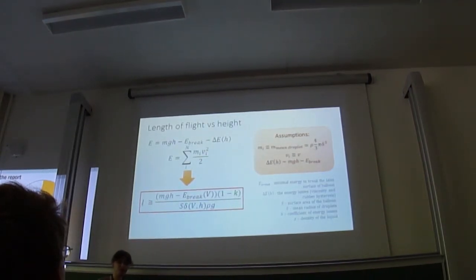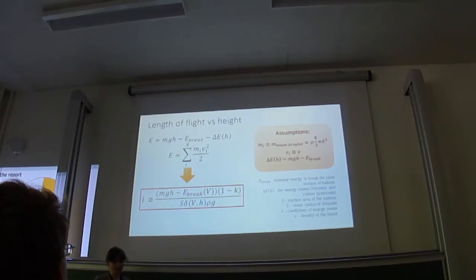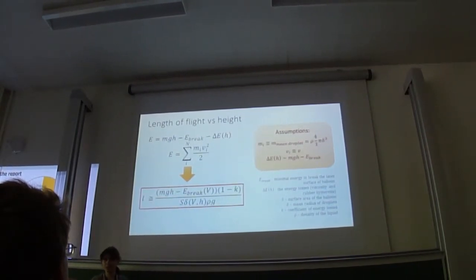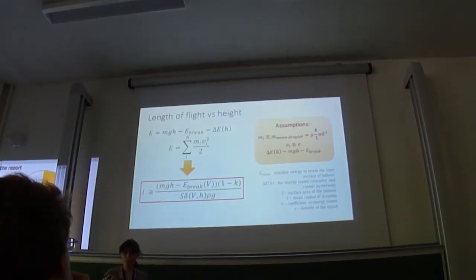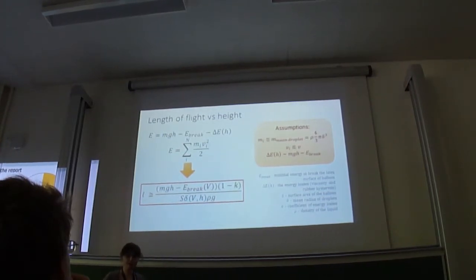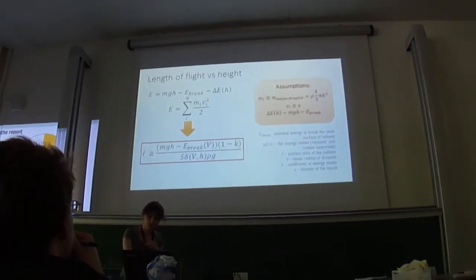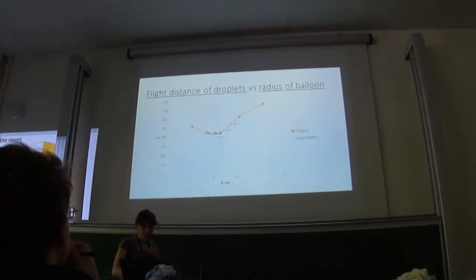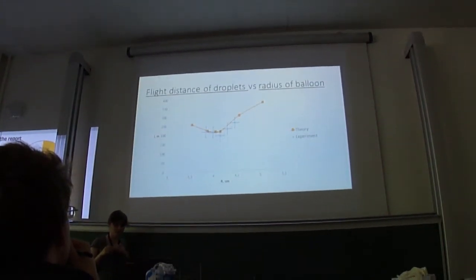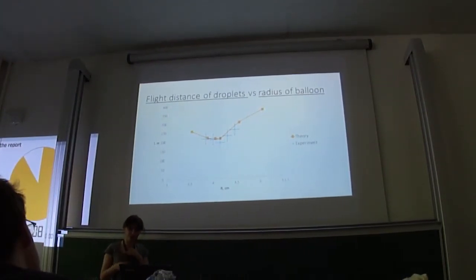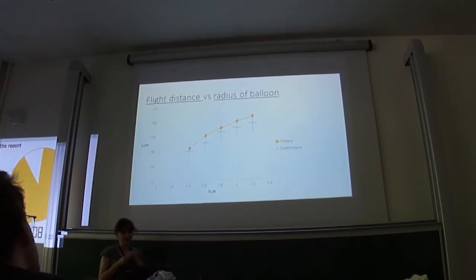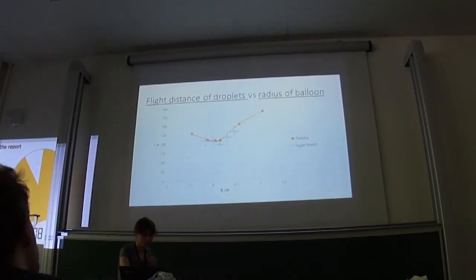Now let's consider the length of flight. You can see that we can use simple energetic considerations for calculating the length of flight. We use the energy conservation law, and we can derive a simple semi-empirical formula which we can use to calculate the length of flight. Here you can see the correlation between our theory and our experiment. You can see the dependence of flight distance of droplets on the radius of the balloon, and there is quite good correlation between theory and experiment.